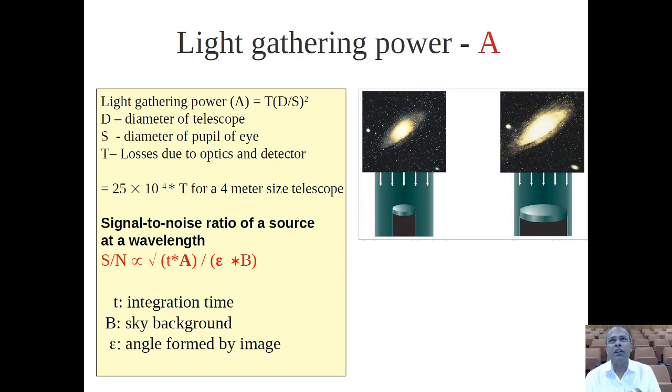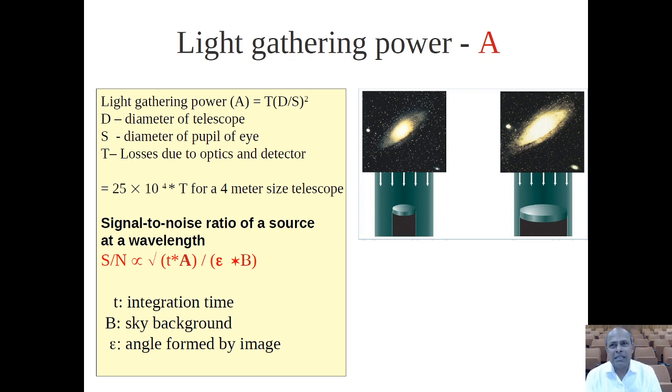So light gathering power, when you say A, you can write it: it is directly proportional to the area of the objective lens or mirror. Capital D is the diameter of the telescope, S is the diameter of the pupil, so D by S whole square, multiplied by a factor for the losses due to optics and detector. If you take a 4-meter telescope and compare it with our eye, which has a pupil size of 5 millimeter, compared with 4000 millimeter, then you get 25 into 4 times the photons. Much more light you will be able to collect.